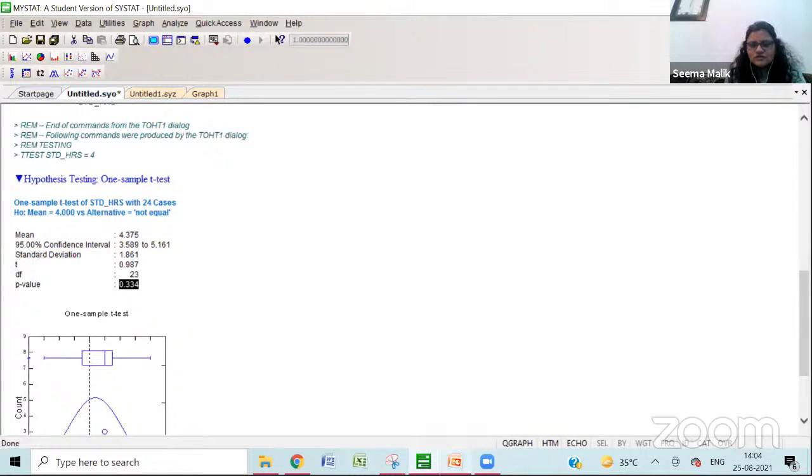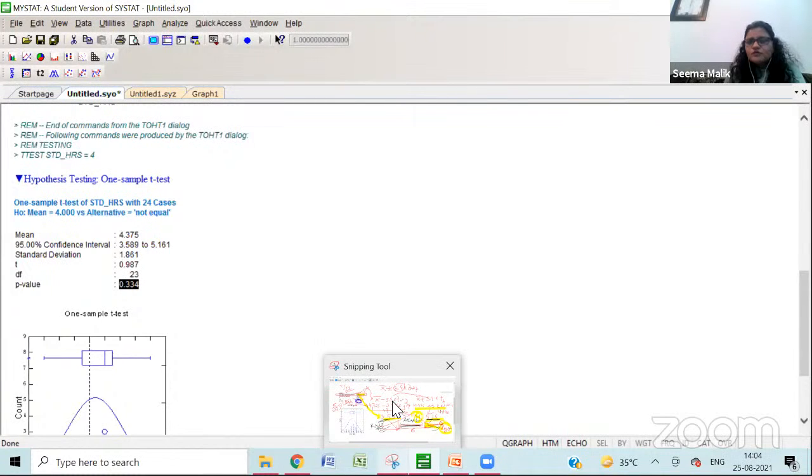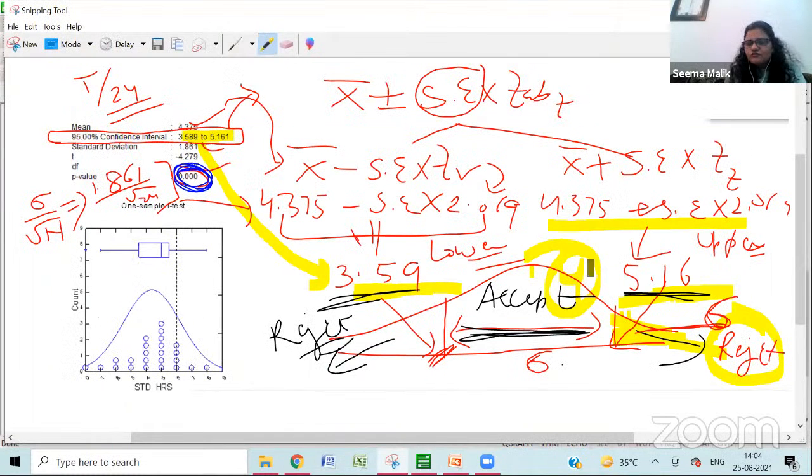And you can see over here on the whiteboard, because now the value 4 comes between these limits, 3.59 and 5.16. Just like in the example I said, if my value lies between these two limits, I will accept the hypothesis, and if it lies beyond these limits, I will reject it. Same is the case here. My value 6 lies beyond this confidence limit. Confidence limits are 3.59 and 5.16.